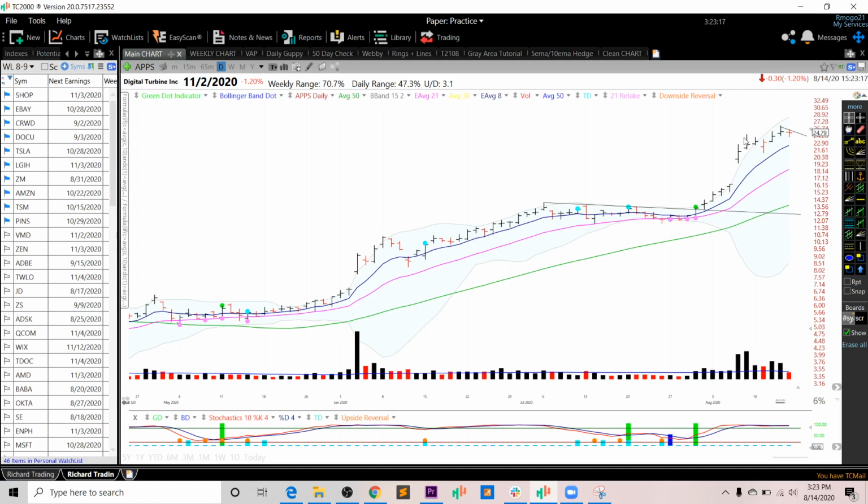So I want to see the moving averages catch up, the Bollinger Bands restrict again, and then I want to see a breakout from another downward trend line. I think that would be an excellent low risk, high reward breakout. So that's my analysis of apps.